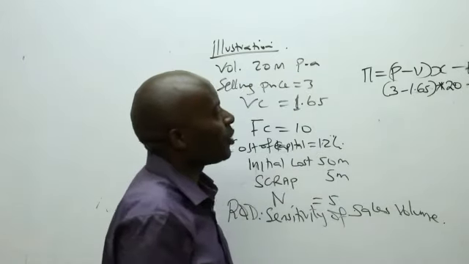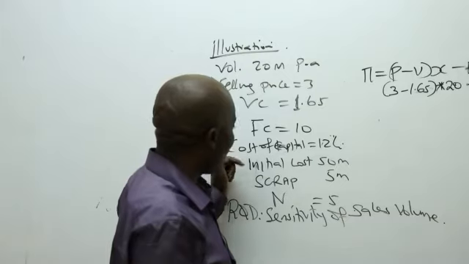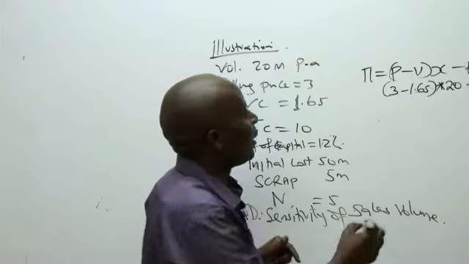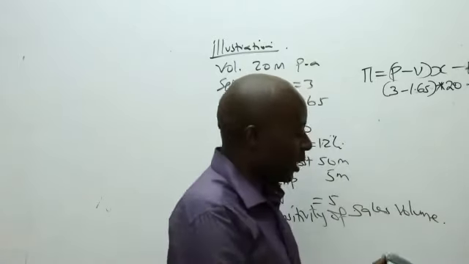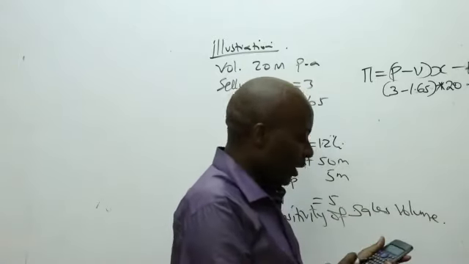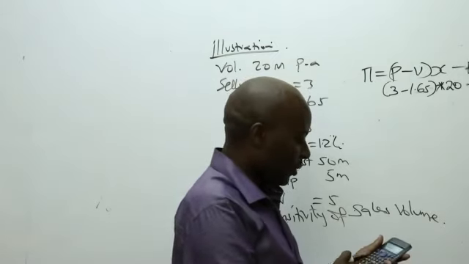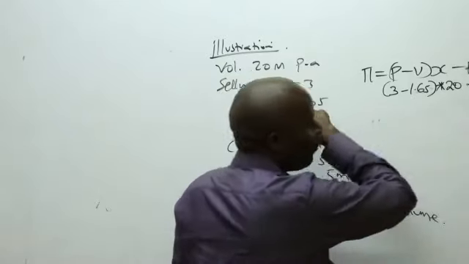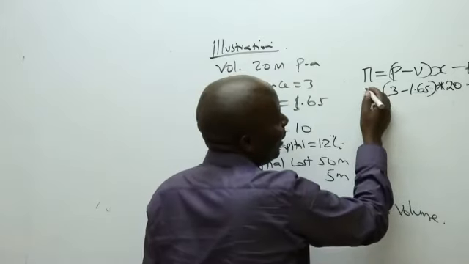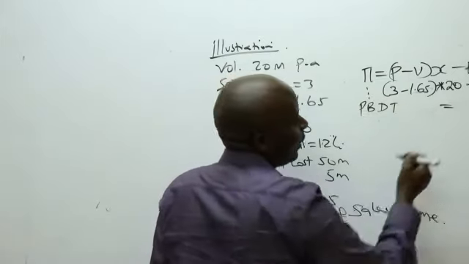The firm's fixed cost here will be what now? The firm's fixed cost here is 10. So if I do it this way, I'll be able to get, ladies and gentlemen, my parameter. So we have here 3 minus 1.65 times 20 minus 10, which gives me 17. So what kind of profit is this? This automatically will be profit before depreciation and tax of 17.